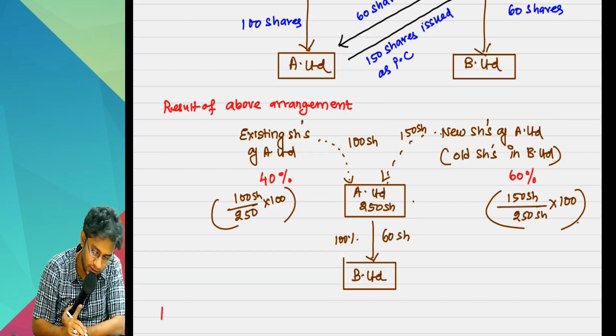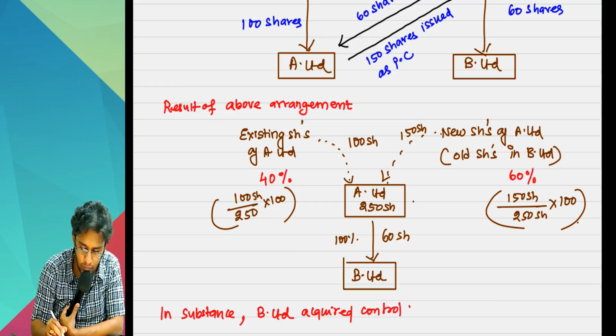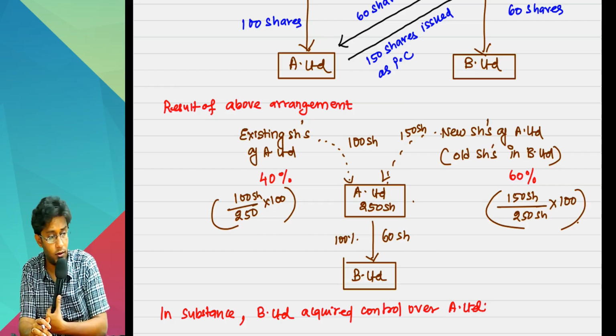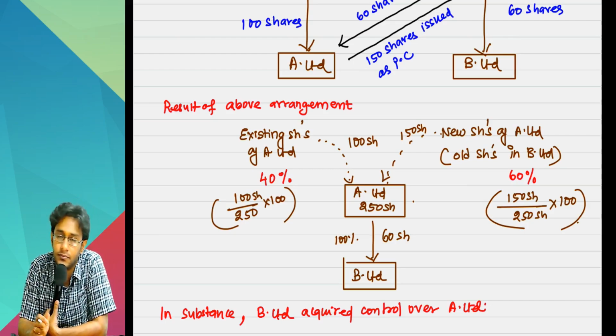So the conclusion is, in substance, B Limited acquired control over A Limited. You can ask me, sir, how did B Limited acquire control? B Limited is the last company in the chain. It is a legal arrangement. Legally it is looking like that.